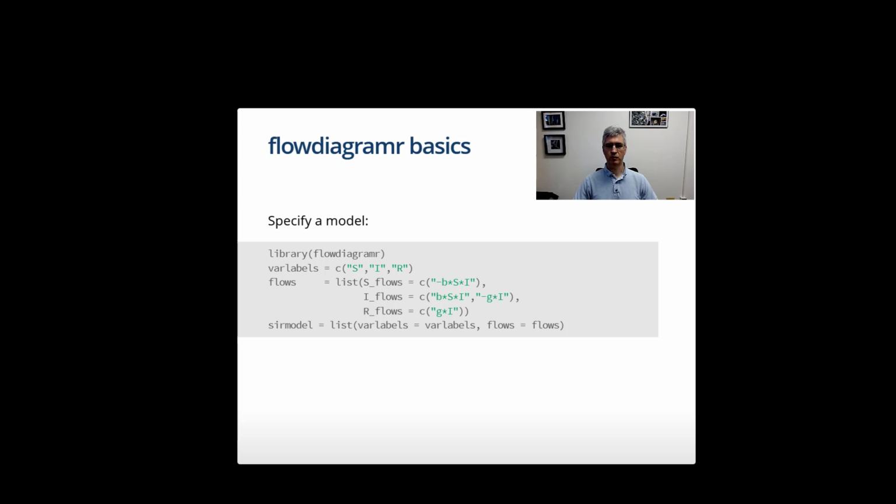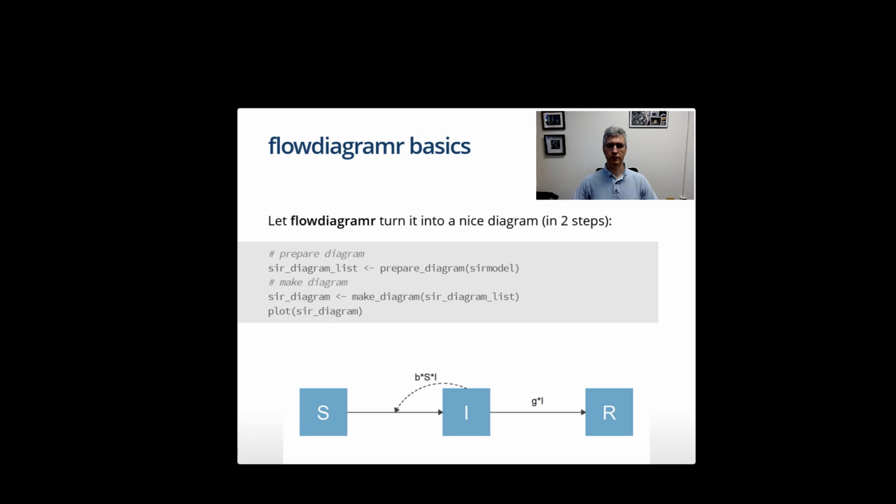Here are the basics of flowdiagramr. First, you specify the model. It's very simple. You define a vector of variable names, and then for each variable you define again vectors of flows in this kind of nested list structure. And once you've defined your model, there's a two-step process. First, you call a function called prepare_diagram that gives you a data frame that we'll talk about in a few slides, and then you use that to make your diagram. So if we apply this to the simple model you just saw, you get the diagram at the bottom.